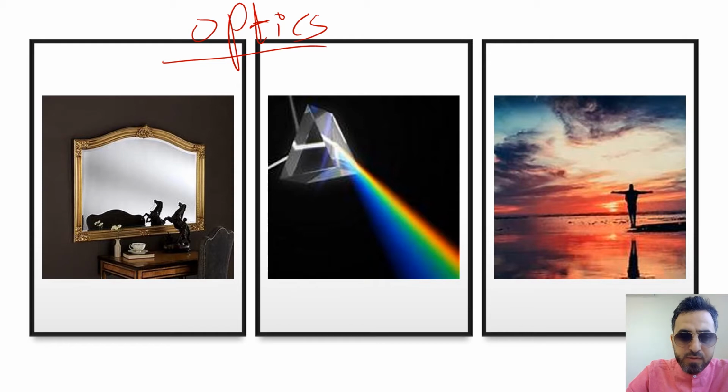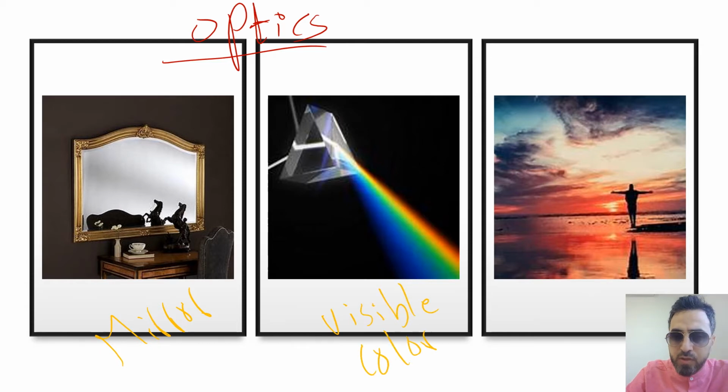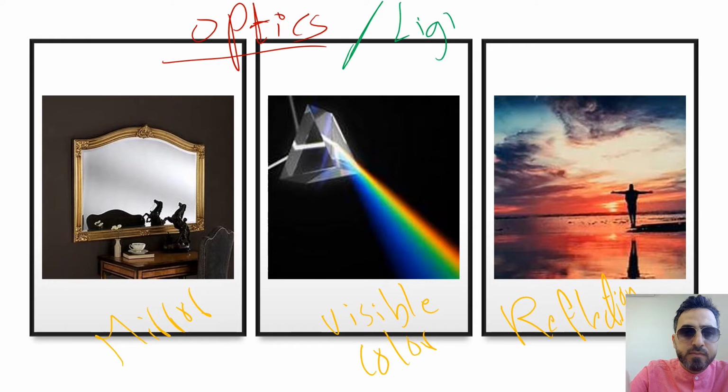Several examples in optics: we have the mirror. We have the prism and the reflection of white color into visible colors. Let's write it also, visible colors. And here also we have reflection of the sunset in the water. I will write reflection. How can we know if we are talking about optics or another area? Whenever there is light, reflection, mirror, visible colors, the name of the area is optics and the subject is light.